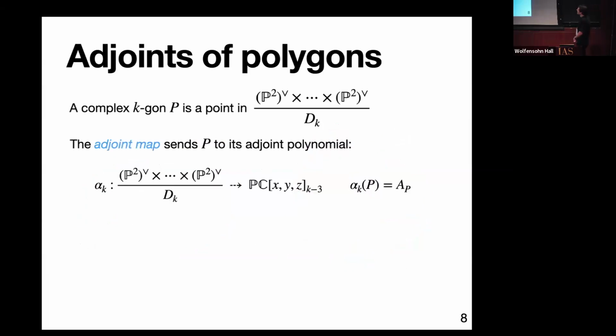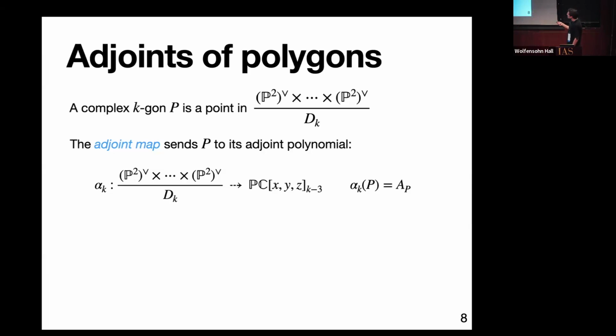Okay. So now I'm going to complexify the story. So I'm going to think of a k-gon now as a point in this space. So if I just write double-struck P, that means complex projective space. So this is the complex projective plane dual. And I take k copies of it. And this represents a choice of a line in each of these, a line in P2 every time. Right? So a line in P2 makes an edge of the k-gon. And I mod out by the dihedral symmetry group. So this is the dihedral group D_k.